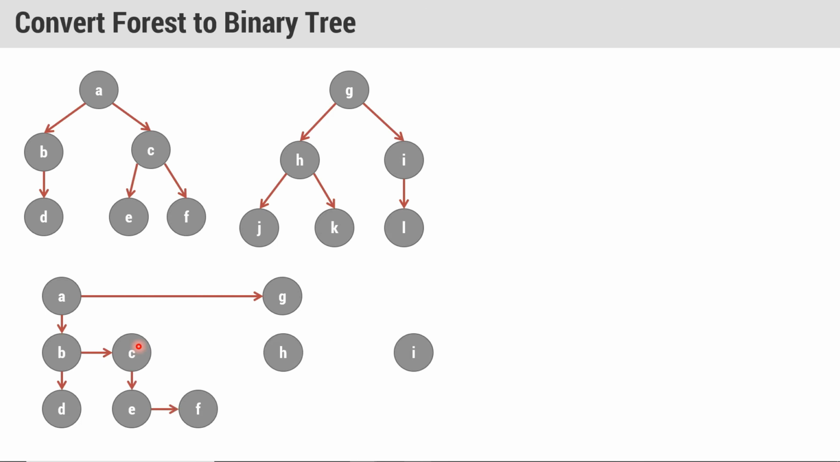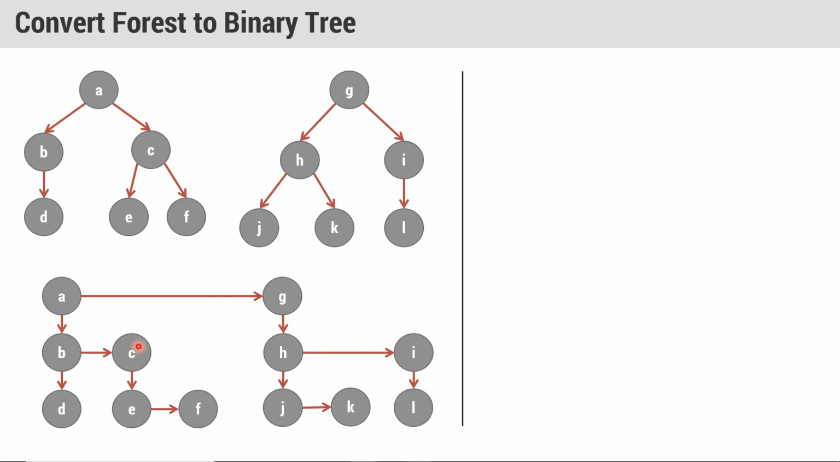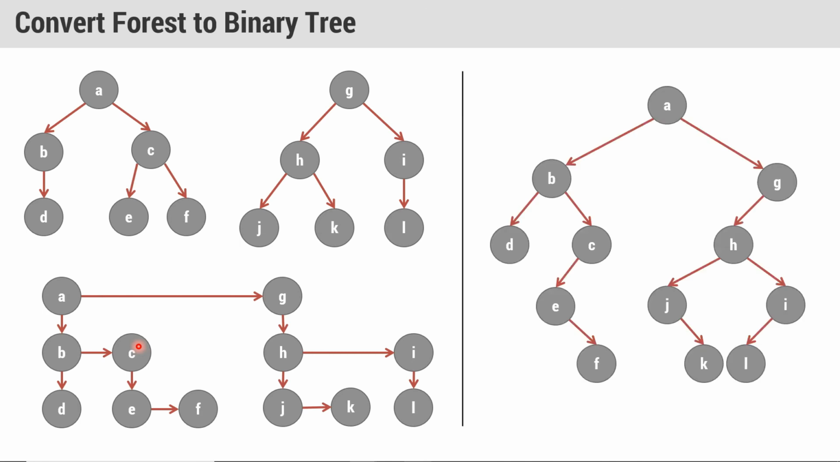Now G has two nodes, that is H and I. Now G is connected with H and H is connected with I. Now again H has two nodes, J and K. So H is connected with J and J is connected with K. Now again I has one node, that is L. So I is connected with L. Now we have to create a binary tree from this construction.